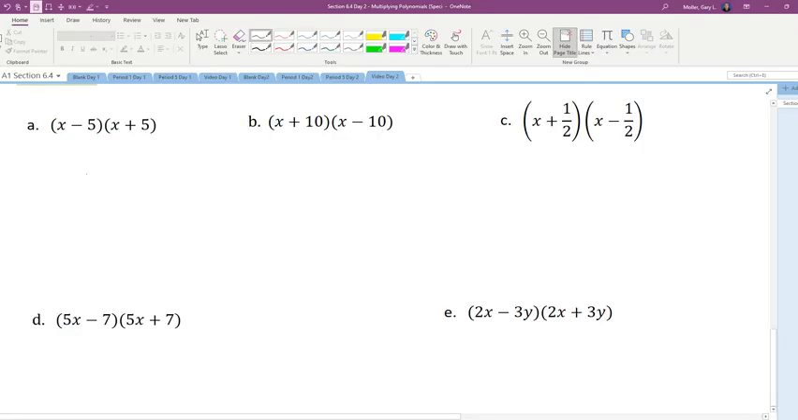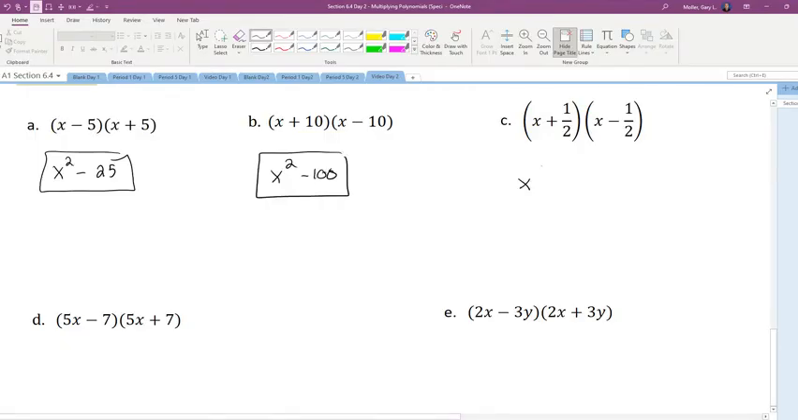All right, so here's how quickly this should be. X squared, 25, x squared minus 25. X squared minus 100. X squared minus a half times a half is a fourth. Again, I'm doing the shortcut because they're conjugates. These are conjugates, so I'm going to square the first term. I'm going to square the last term and put a subtraction between them.